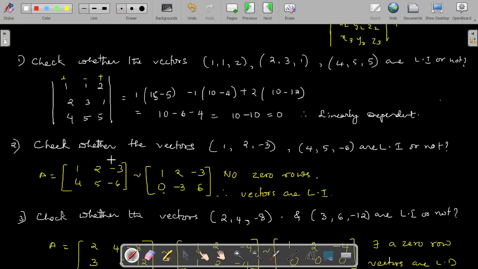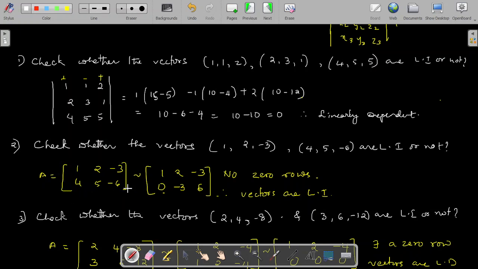Now one more question. Check whether the two vectors in R cube are linearly independent or not. Whenever you have two vectors, you can use that point. If one is a multiple of another, then the vectors are linearly dependent. Or else, one more method is to form a matrix with the given vectors as its rows. Now reduce the matrix to row echelon form and check for 0 rows. If there are no 0 rows in the row echelon form, then the given vectors are linearly independent. If there is a 0 row, then the given vectors are linearly dependent. So that is another method. You can check whether they are multiples of each other. That's one method. Otherwise, if you have more vectors, you can always go with this method.